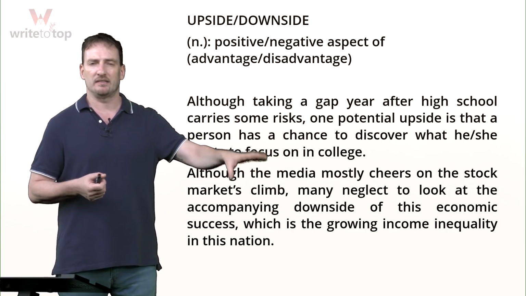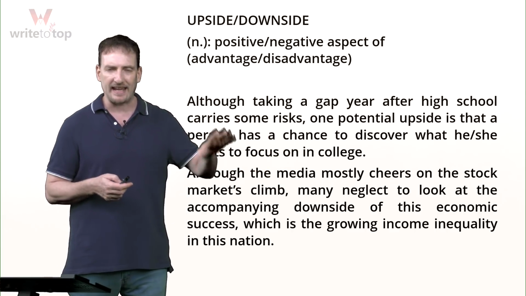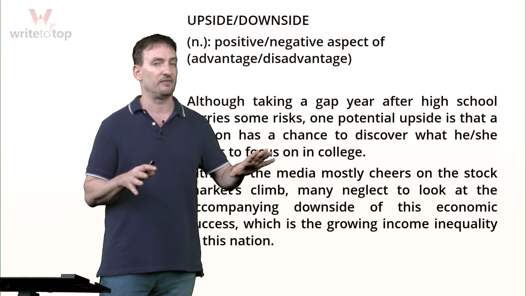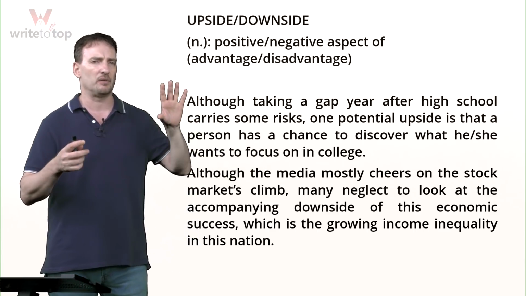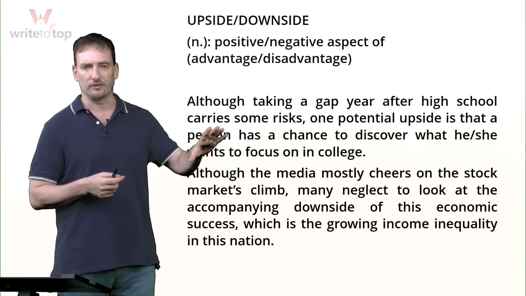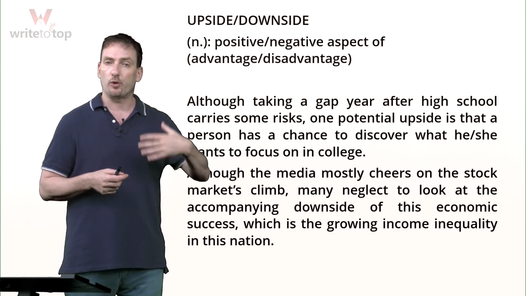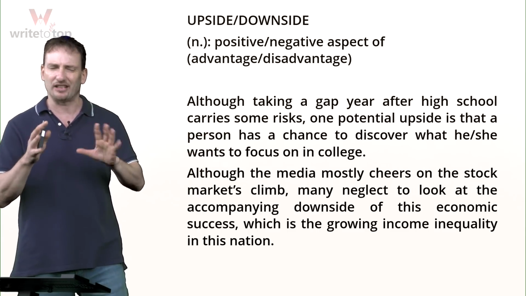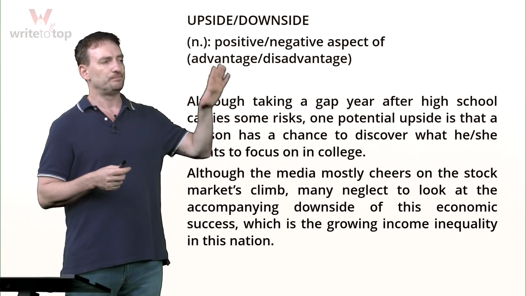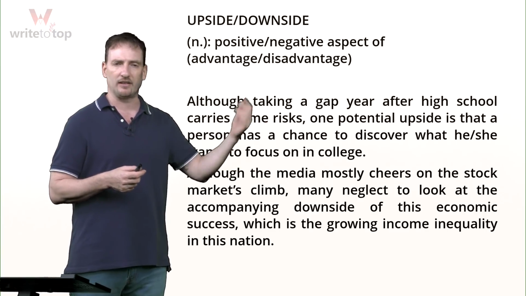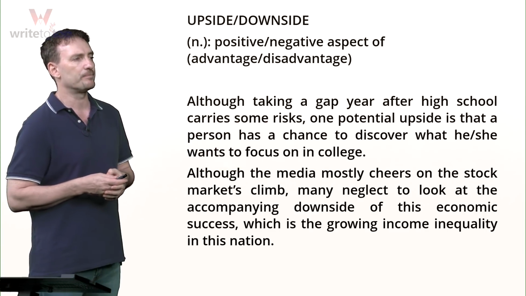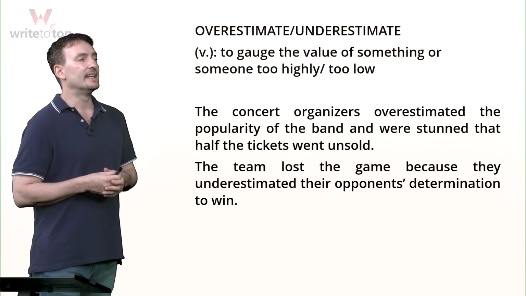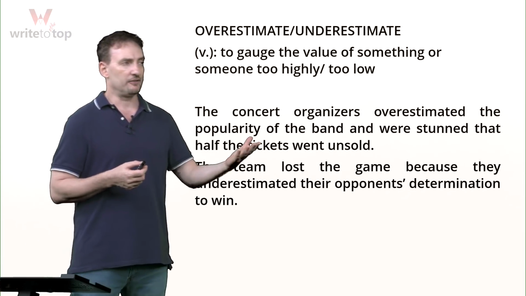Okay? So here, one potential upside, one potential advantage. Here, downside just generally means a negative aspect. It doesn't mean disadvantage. So you have to be careful about how you're using these two words. Something negative or a disadvantage, not necessarily the same thing. So one downside is economic inequality in the country. Okay, income inequality.